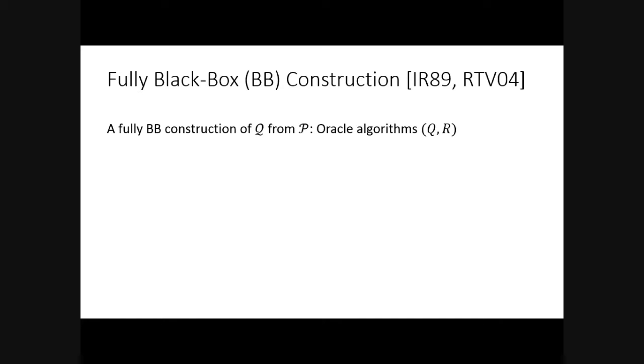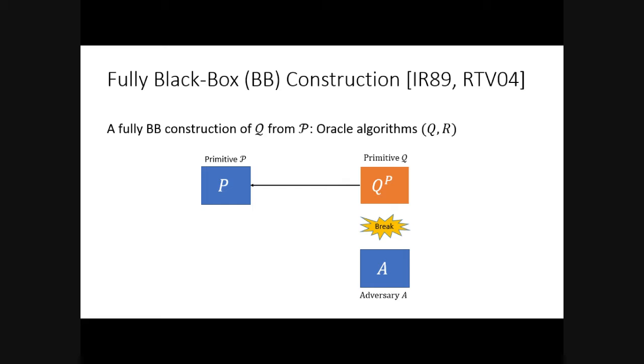So a fully black box construction of Q from primitive P consists of two oracle efficient algorithms, Q and R. Q is an efficient implementation of primitive Q using primitive P as a black box. And for any adversary A that breaks primitive Q, we can create an efficient adversary R that uses A in a black box way to break the underlying primitive P.